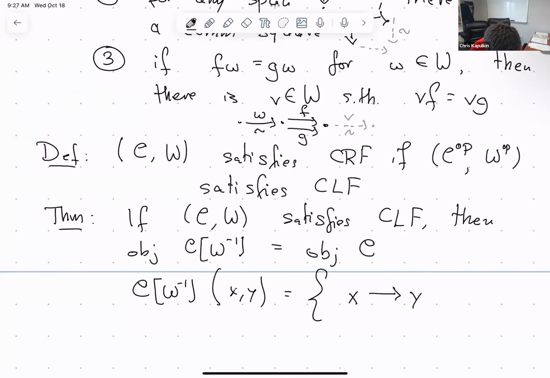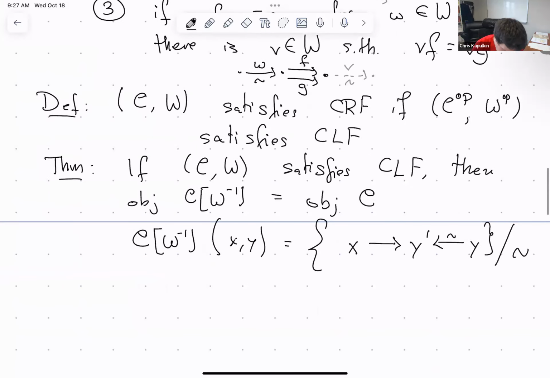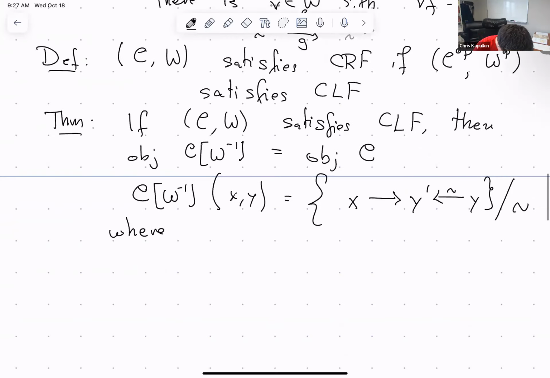And here I can put Y prime and a weak equivalence like so, and I'm going to quotient it by a certain equivalence relation. This equivalence relation is given by, well, I'm going to say that a zigzag X, Y prime, Y is equivalent to, so I apologize for this abuse of notation. The tilde here is both the notation for weak equivalence and for an equivalence relation.